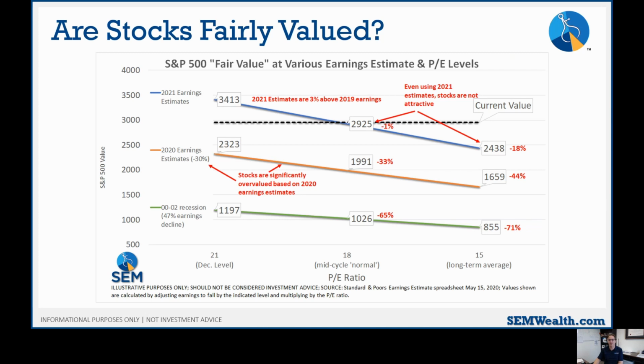If you look at what happened to earnings in the 2000-2002 recession, there was a 47% decline in earnings. That means stocks are 65 to 71% overvalued. I'm not saying we get down there, because I don't think this recession is as bad as 2008, 2009, or as bad as 2000, 2002. But I also don't think we're going to see this big snapback and everything's awesome by 2021. So be really careful if you're buying and holding stocks here.